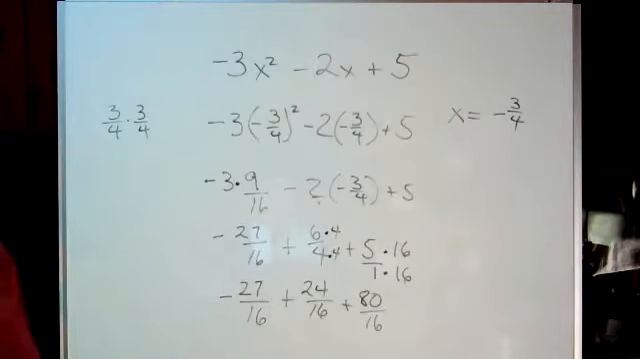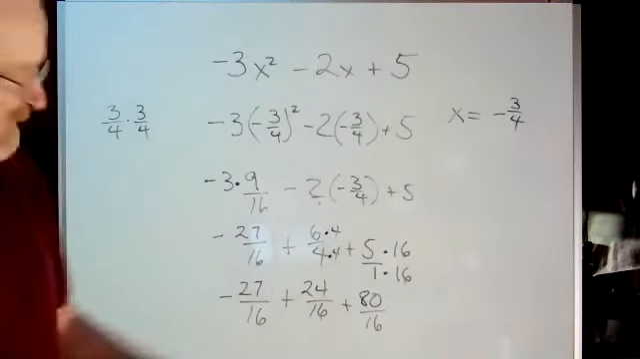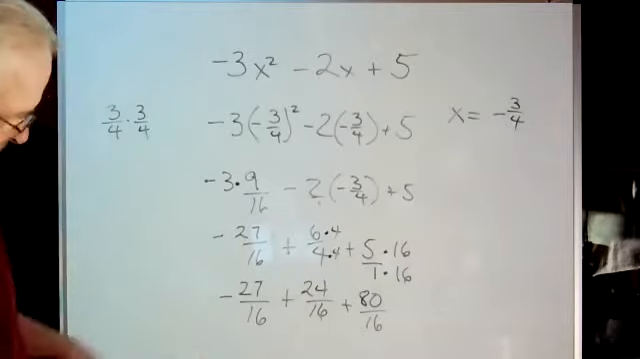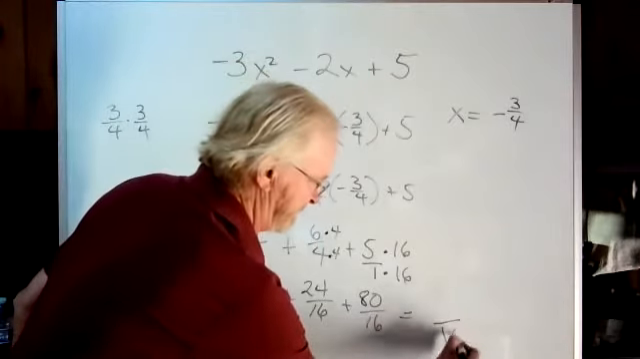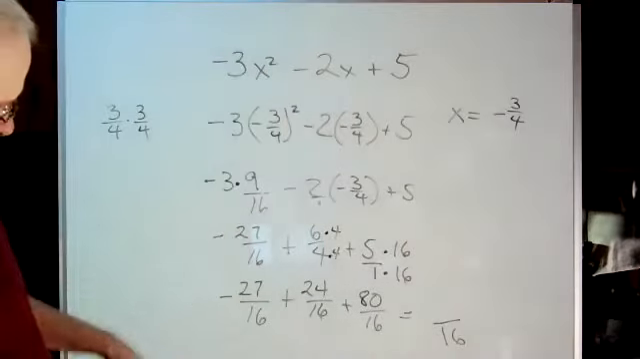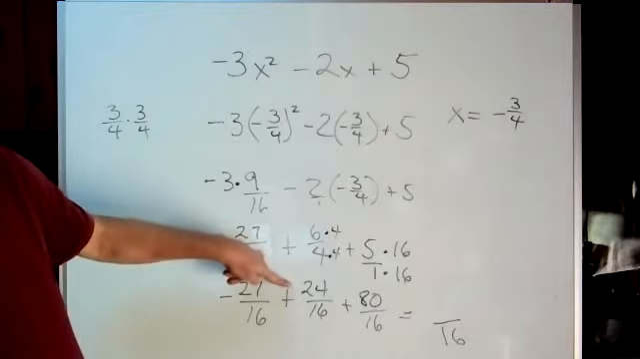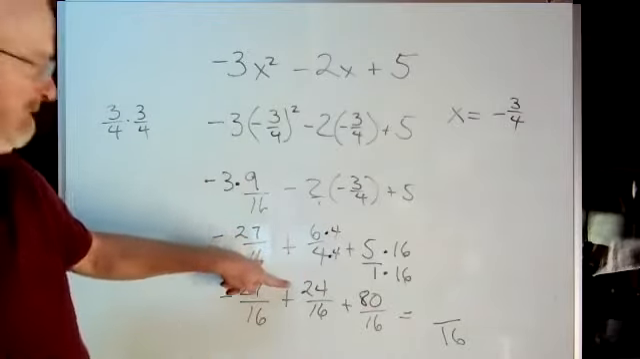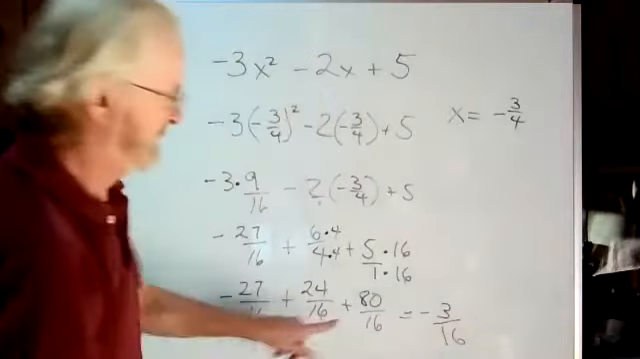All right, now I've got all the same size pieces and I get to start adding and subtracting again in order from left to right. They're all going to end up being a certain number of 16ths. How many 16ths do I end up with? Minus 27 plus 24. I'm still at minus 3, right? Minus 3/16 plus another 80.